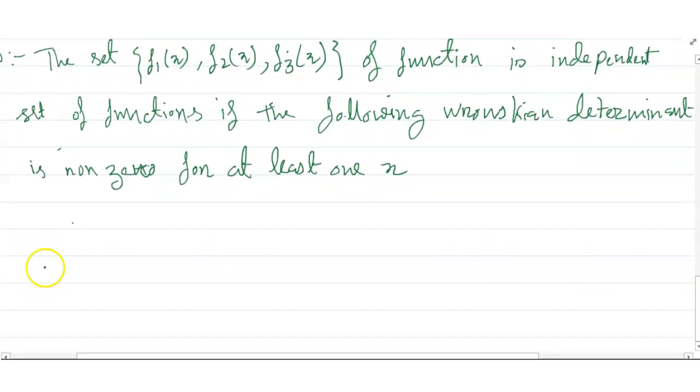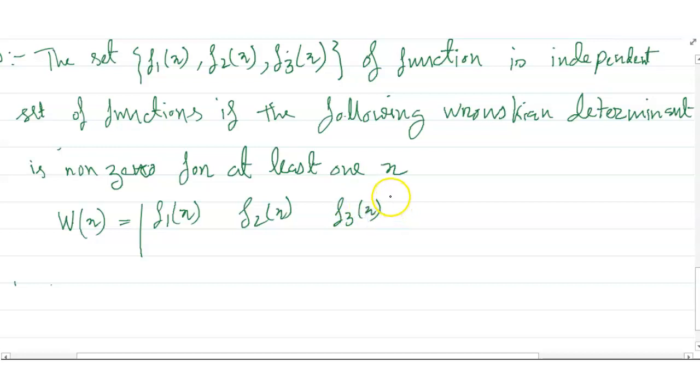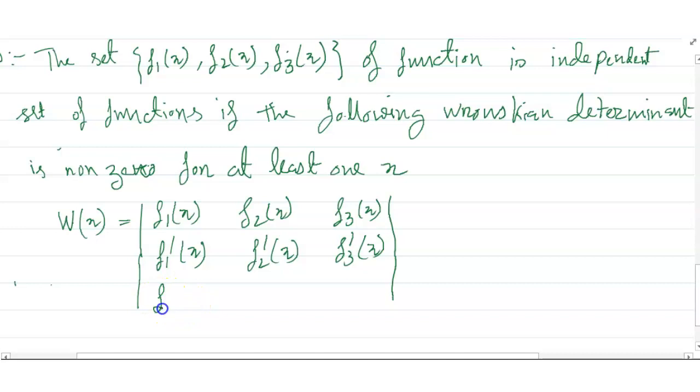So friends, W(x) is equal to the determinant with rows: f1(x), f2(x), f3(x); f1 dash x, f2 dash x, f3 dash x; f1 double dash x, f2 double dash x, and f3 double dash x.